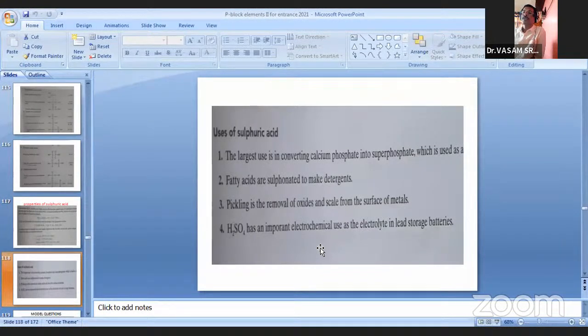And the next one is H2SO4 as an important electrochemical, used as the electrolyte in lead storage batteries.